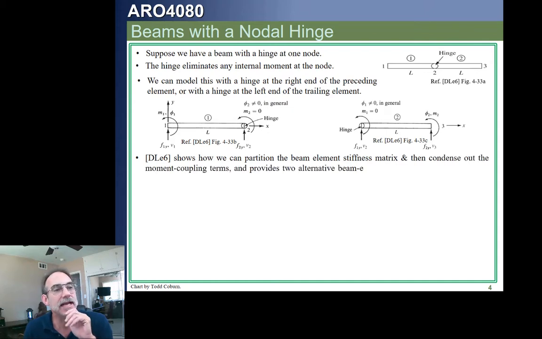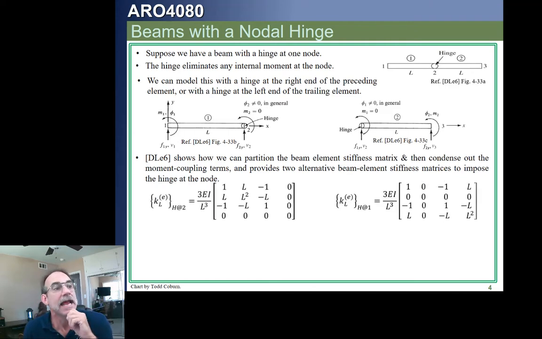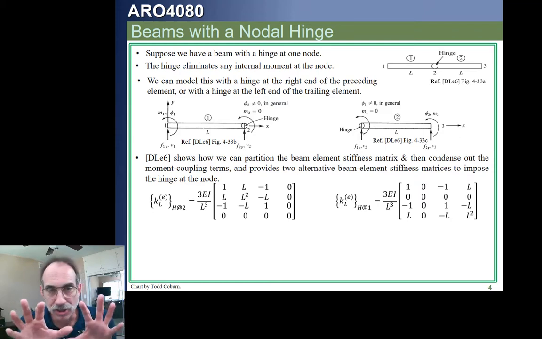For this particular beam, we have 3 nodes and 2 elements. We can actually idealize or model that hinge either at the right end or the second node of beam 1 or at the first node of beam 2. But we can't do it at both. Either the first node of the second element or the second node of the first element.